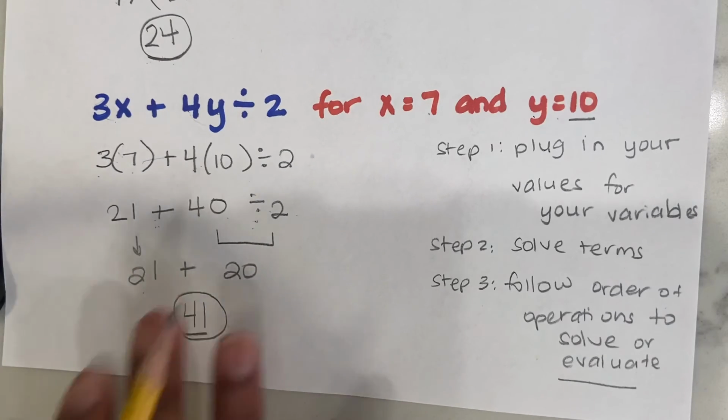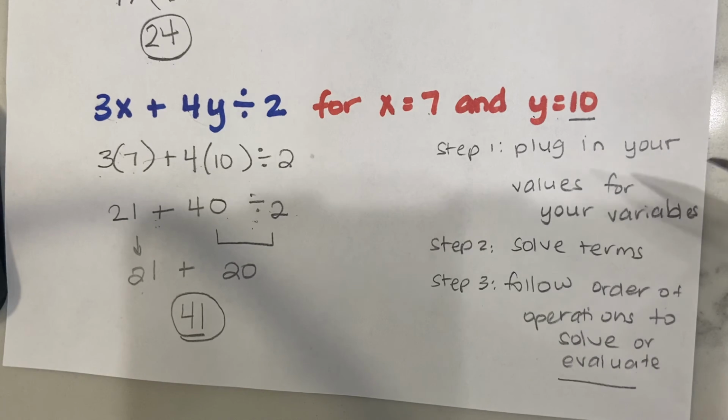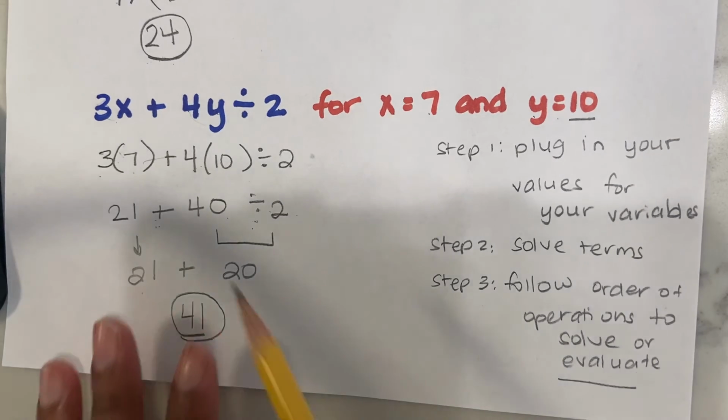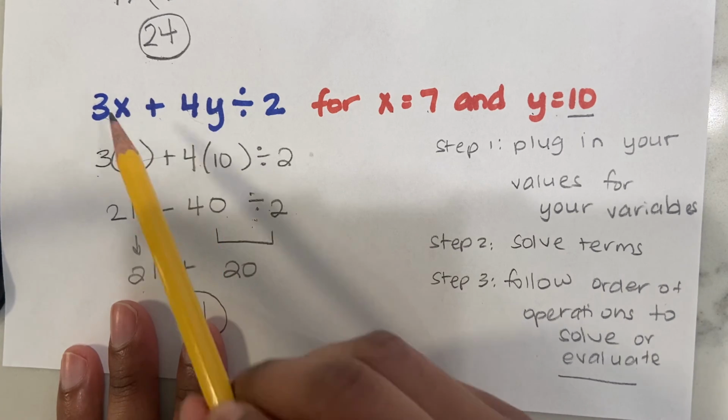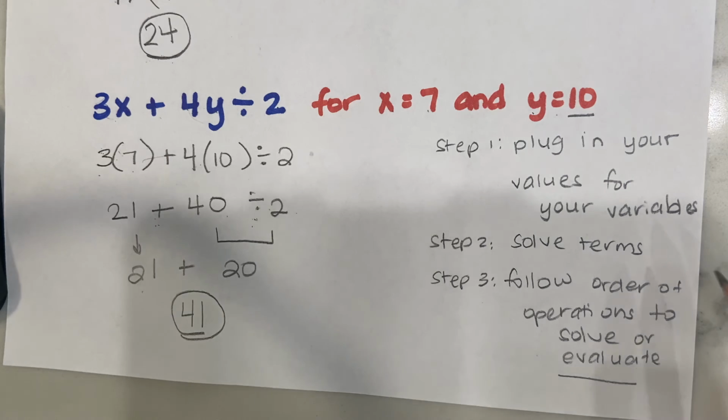And again, here are the steps. I'm just going to quickly review it. Plug in your values for your variables. Solve for the terms, and remember your terms are what's getting separated by your addition or subtraction signs. So you're going to solve for your terms. And then you're going to follow your order of operations to solve or evaluate.